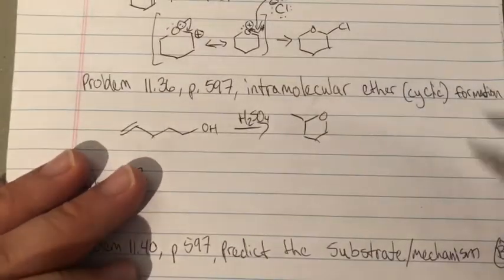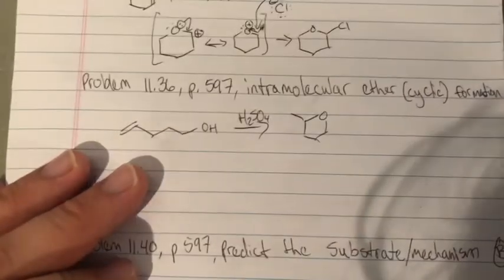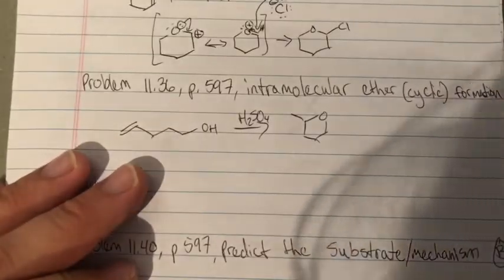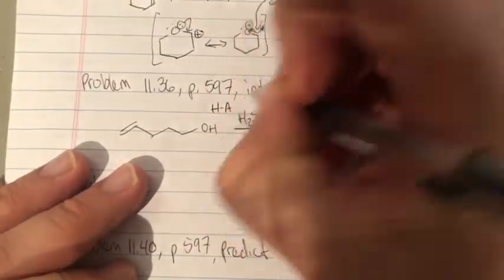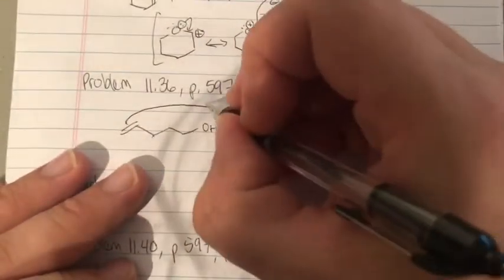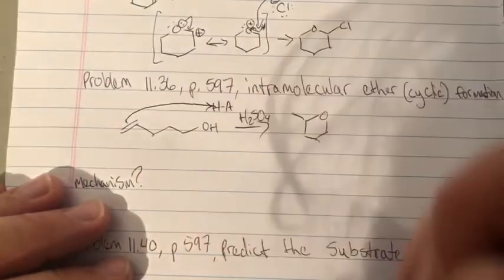Okay, so here's an intramolecular ether formation, so you can see the transformation already. I'm just going to show you the magic in terms of how this transformation occurs. So per Markovnikov's rule, this is going to pick up a hydrogen.